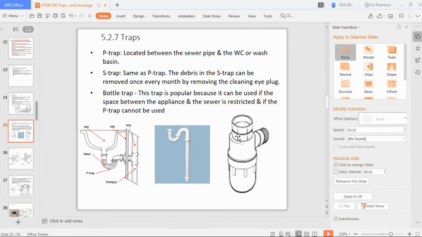Okay, so we have different types of water seal. So first we have our P trap and S trap, which is still the same, and then we have our water trap. So this is a P, this is an S, and then this is a water trap. So this P and S is what you usually find in your WC, and then a water trap is what you'll find in your basin. So you can remove this to take off the debris in your piping.